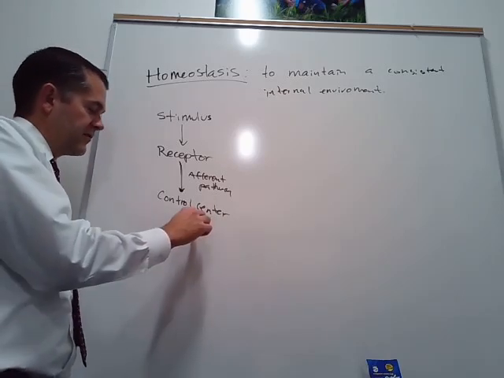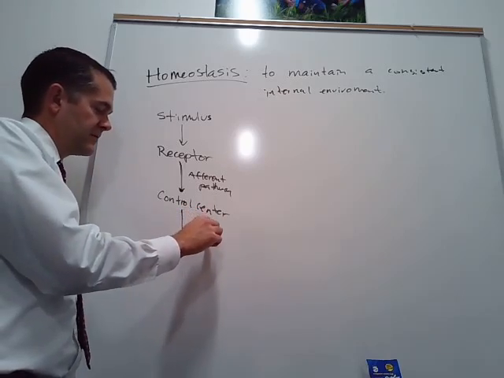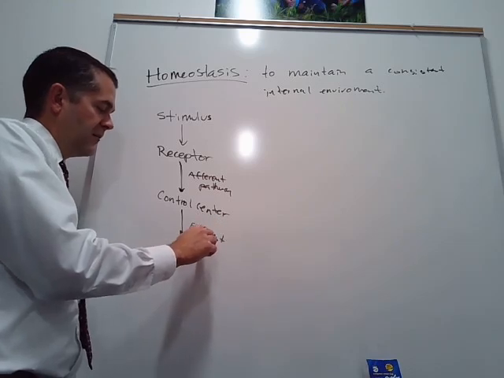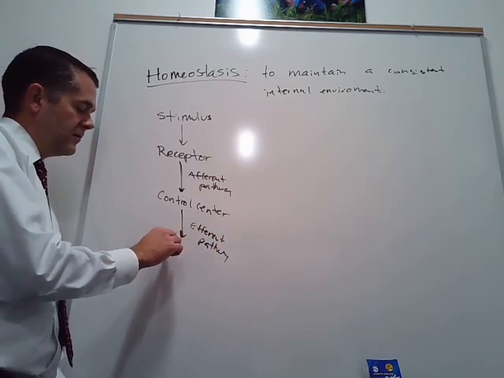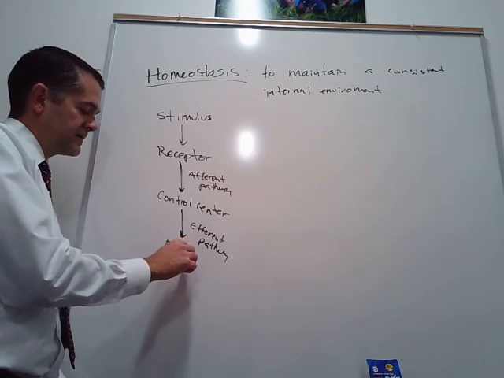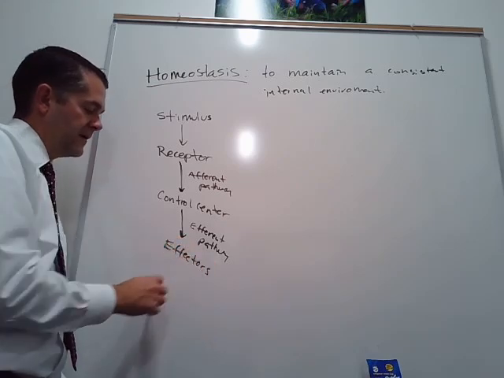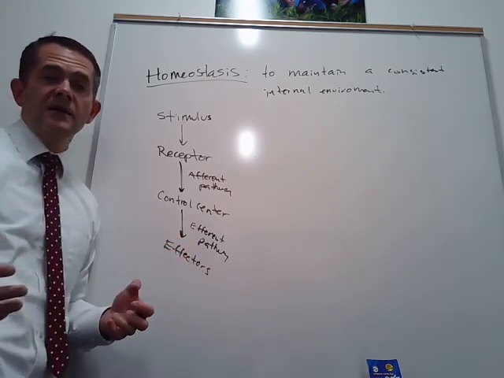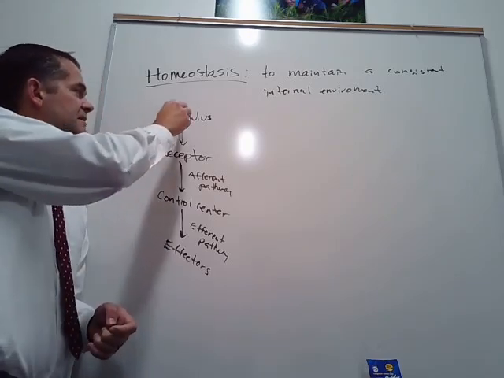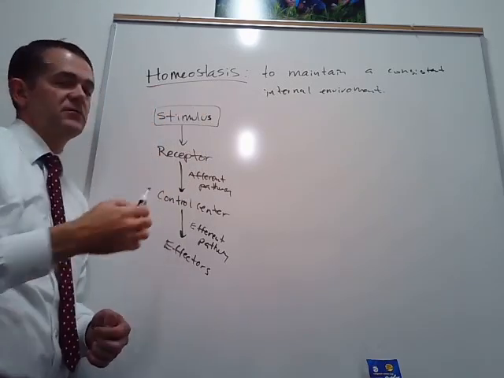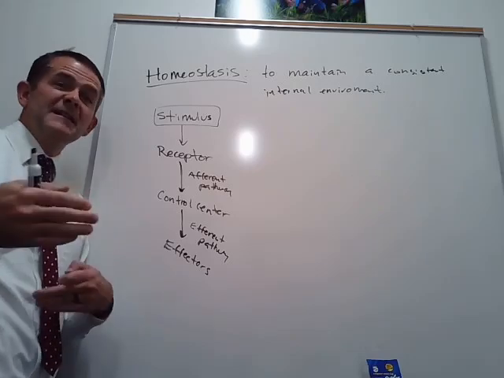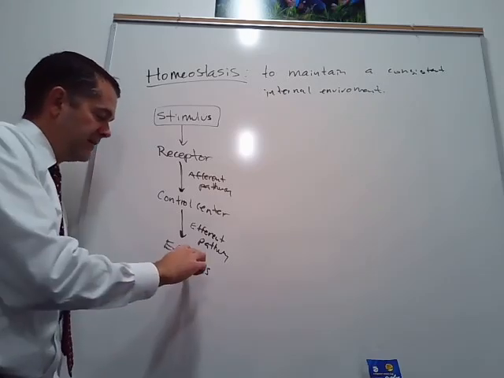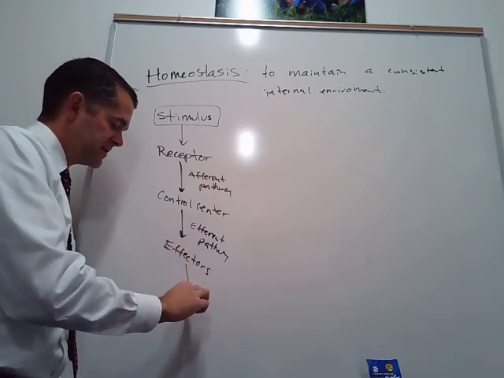So that control center will send out information through an efferent pathway, okay, to what are called effectors. Okay, the effectors are the things in our body that can change that particular stimulus, whether it's blood pressure, body temperature, levels of sodium, right? The things that can affect that, okay? And then the effectors lead to a response.